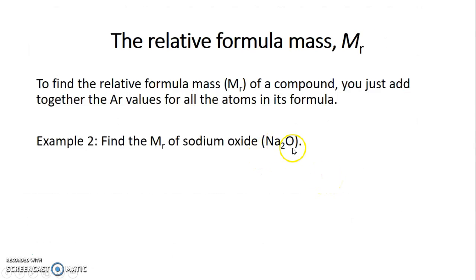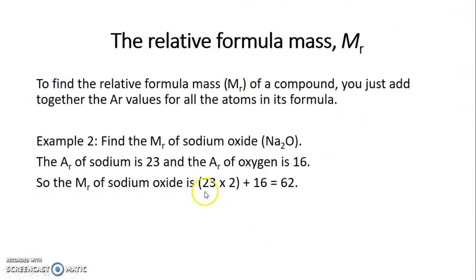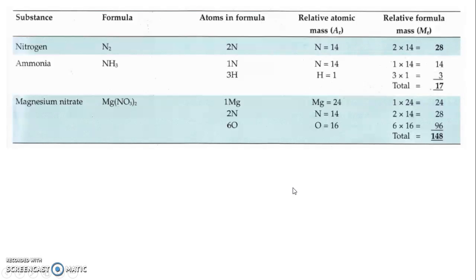So for Na2O, you'd have a look at Na, you'd put two of them. So it's 23, 23 times 2 is 46, 46 plus 16. 23 times 2 plus 16 is 62, right? That's as easy as it gets. That's all we're going to talk about today.